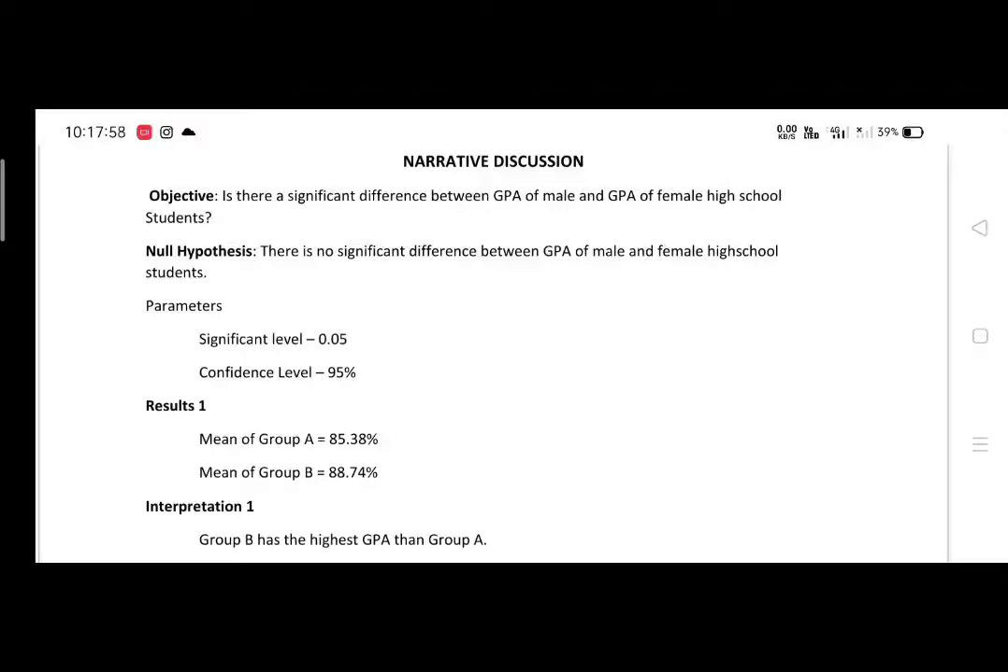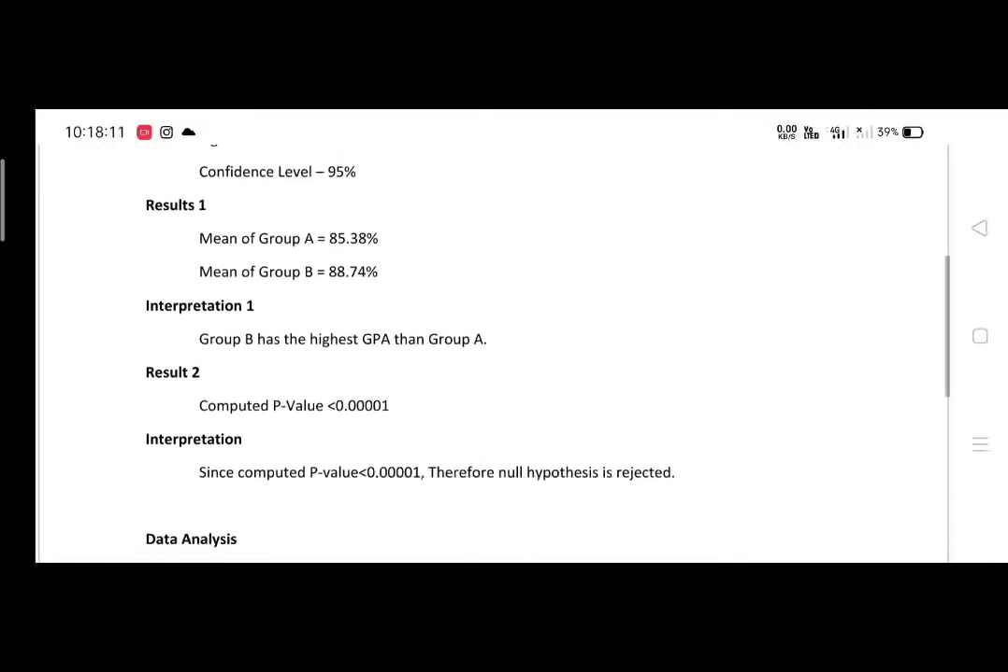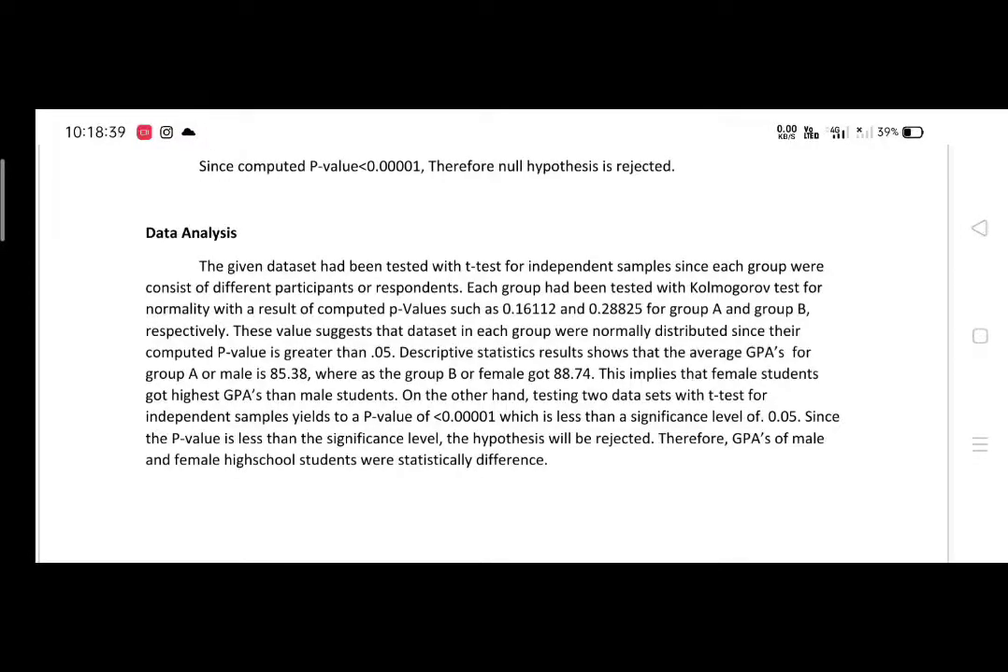Mean of group B is equal to 88.70%. Interpretation number 1, group B has the highest GPA than group A. Results 2, computed p-value is less than 0.0001. Interpretation: since computed p-value is less than 0.0001, therefore, null hypothesis is rejected. Let's move on to our data analysis.